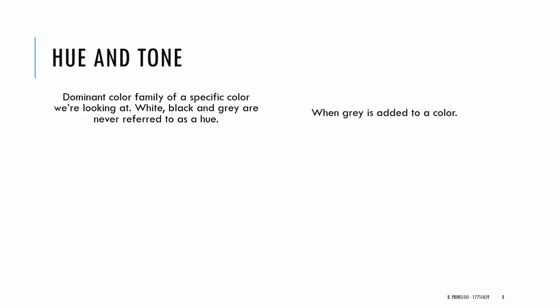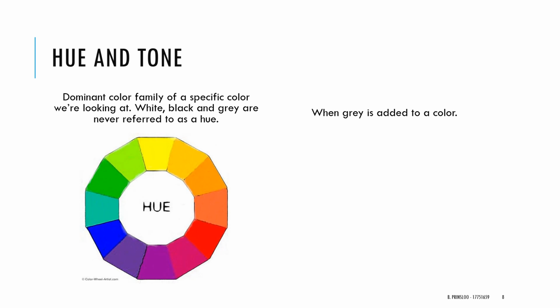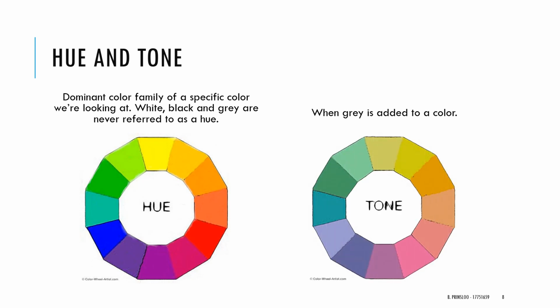Hue and tone. Hue, the dominant color family of a specific color we're looking at. White, black, and gray are never referred to as a hue. To make hue easier, hue is the same as the name of a color. Tone. Tone is when gray is added to a color. You can add gray to any color and then you will be left with tone.